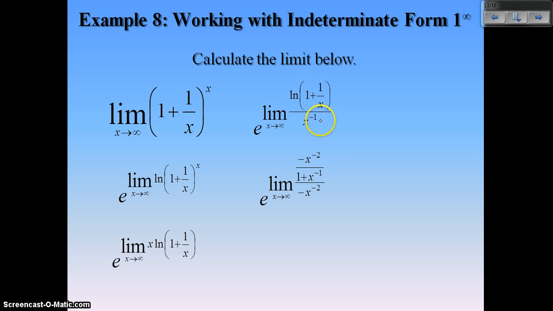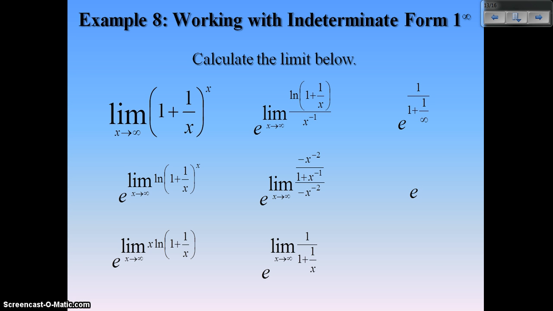And the derivative of x to the negative 1 is negative x to the negative second power. Now, what I do hope you'll notice is that x to the negative second, negative, same thing up here, they cancel. And I have 1 over 1 plus x to the negative 1, or 1 over 1 plus x. If I were to plug in infinity right now, 1 over infinity would be 0. I end up with 1 over 1. And so I have e to the first power, which is what we knew to be true from the definition.